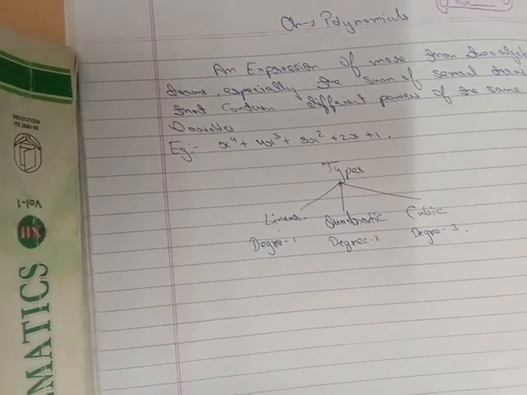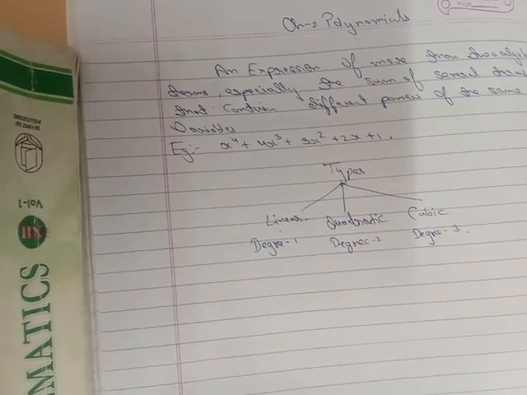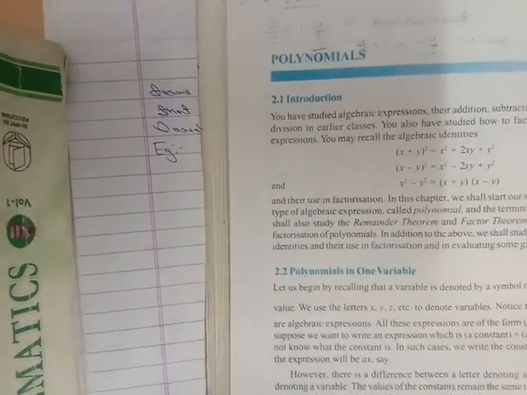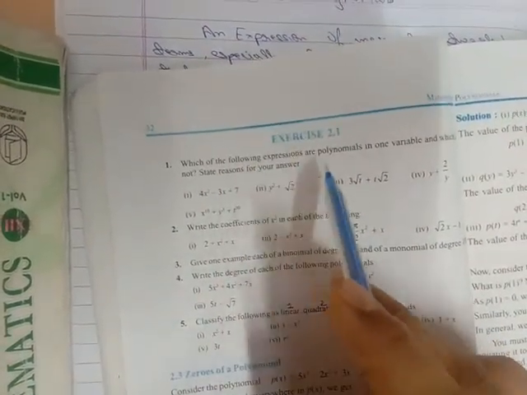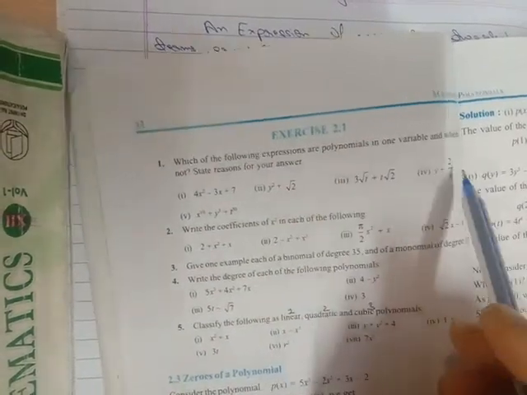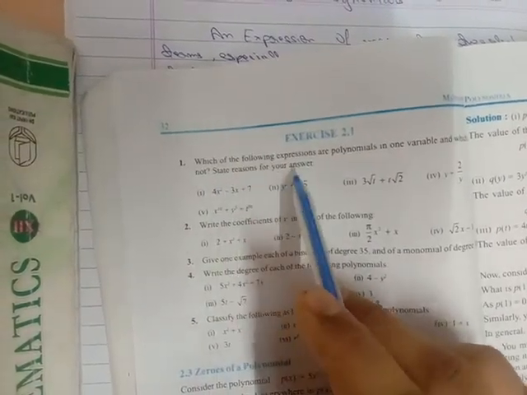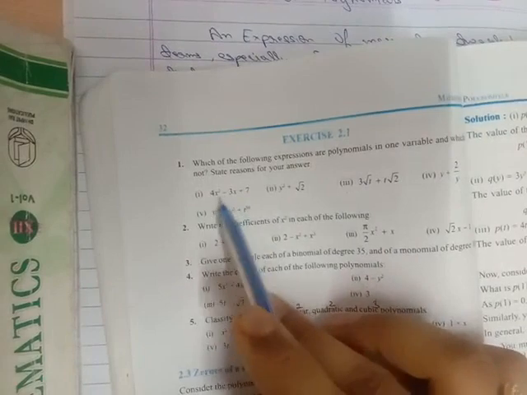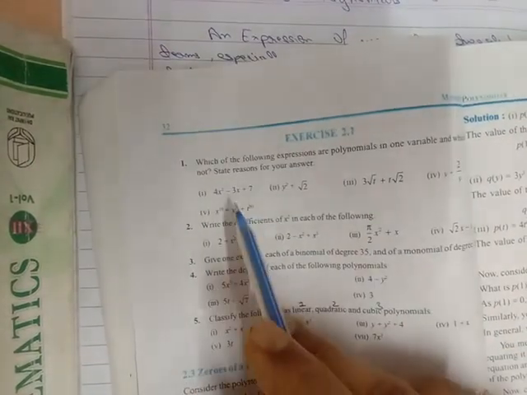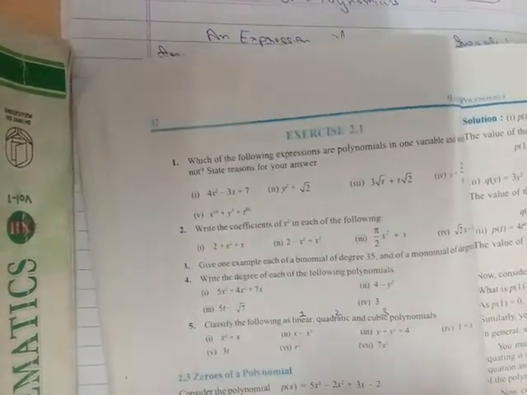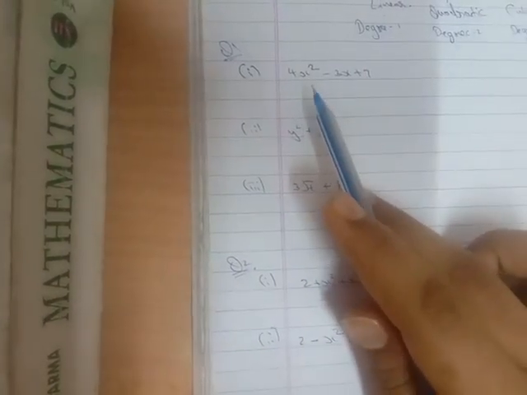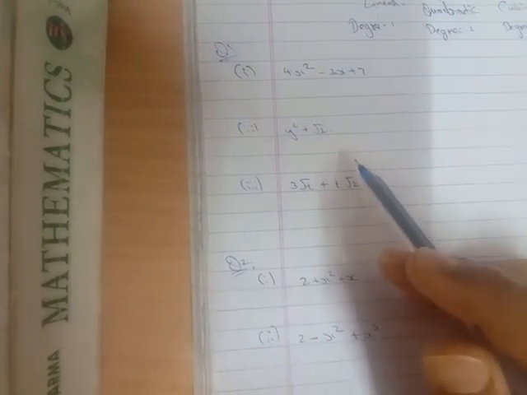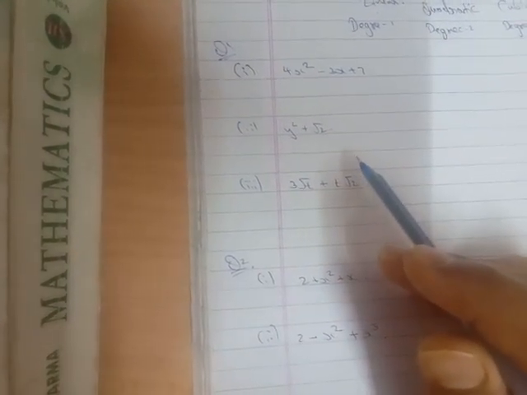So today we start the first exercise 2.1. Now what is the first question? Read the first question carefully. Which of the following expressions are polynomial in one variable and which are not? State reason for your answer. So see the first part: 4x^2 - 3x + 7. We have to find whether this is a polynomial or not.